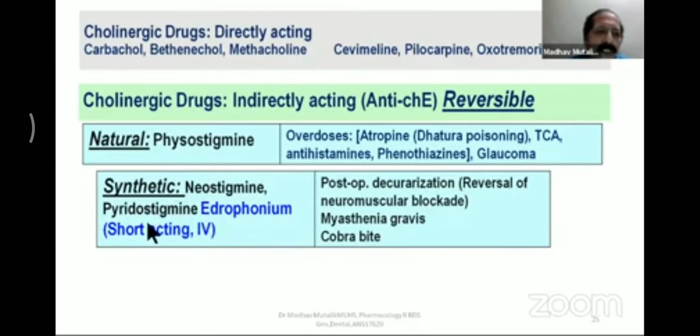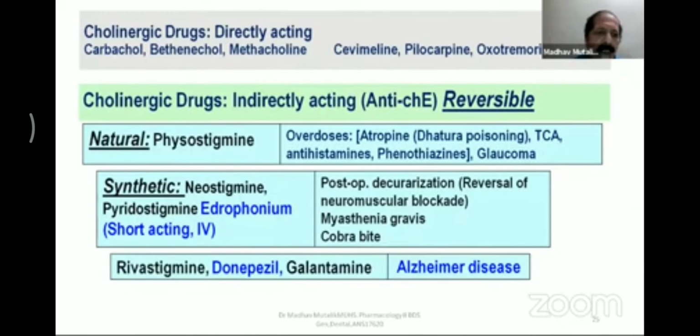And neostigmine and pyridostigmine, you might have remembered only for myasthenia gravis, but I want to tell you that after major surgery, if the skeletal muscles are relaxed and you want to revive the skeletal muscles, which we call reversal of neuromuscular blockade, also called post-operative decurarization, then these drugs are very commonly used. So that's neostigmine, pyridostigmine, and ambenonium.